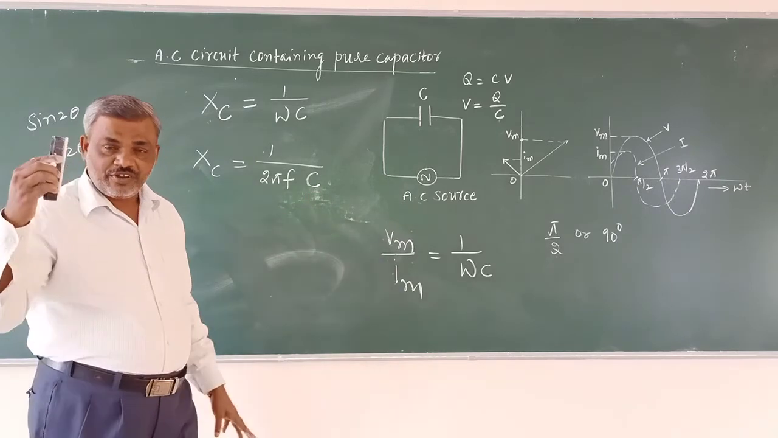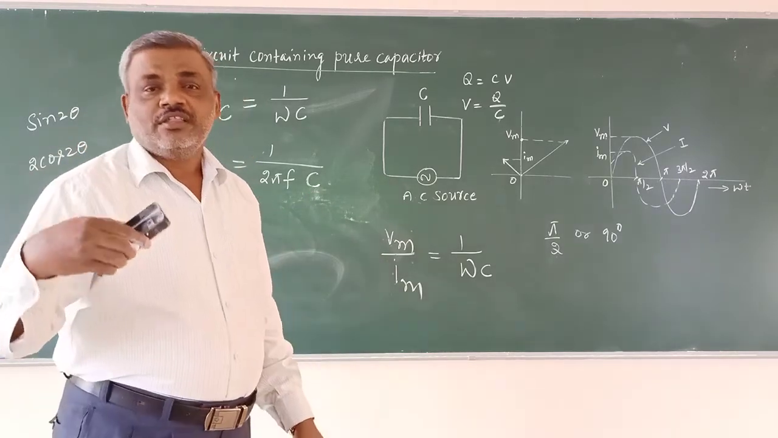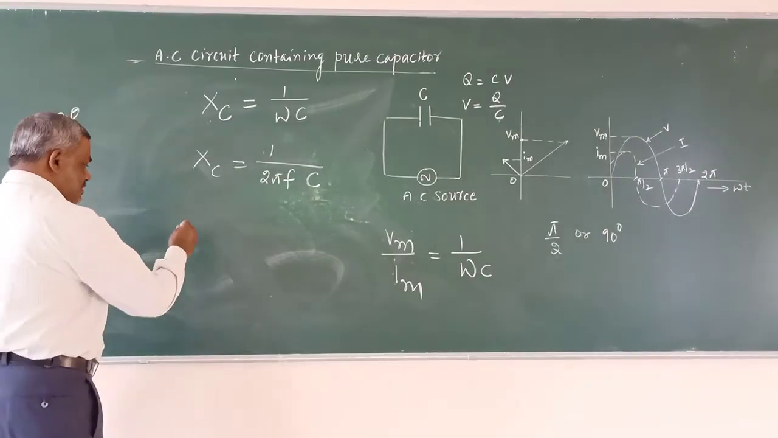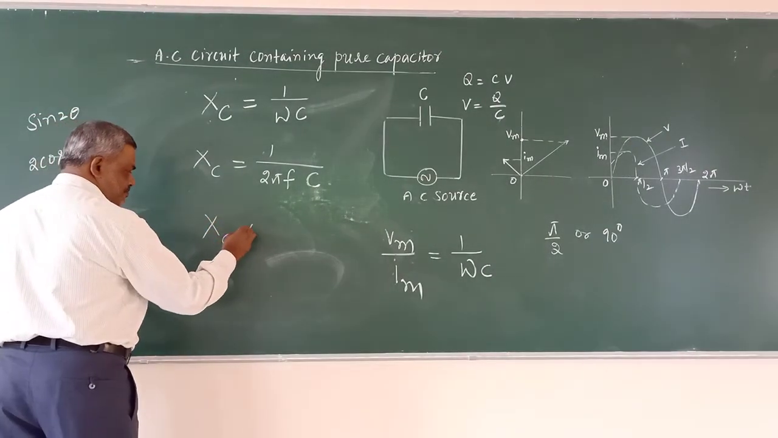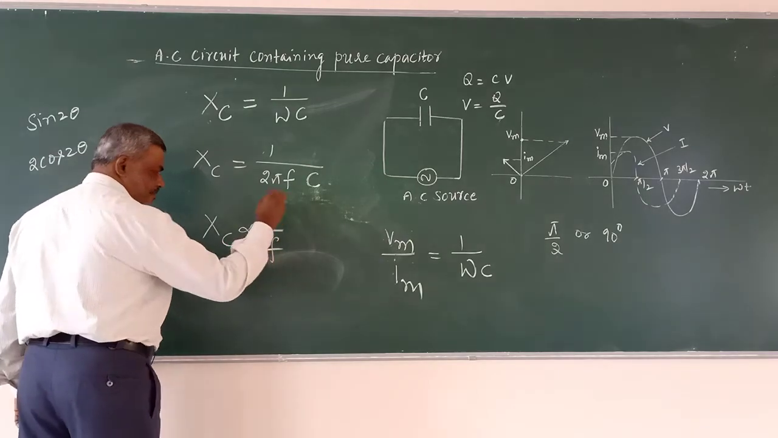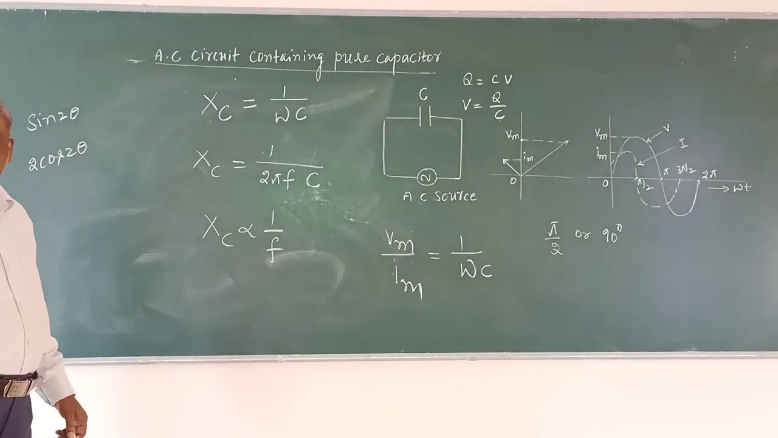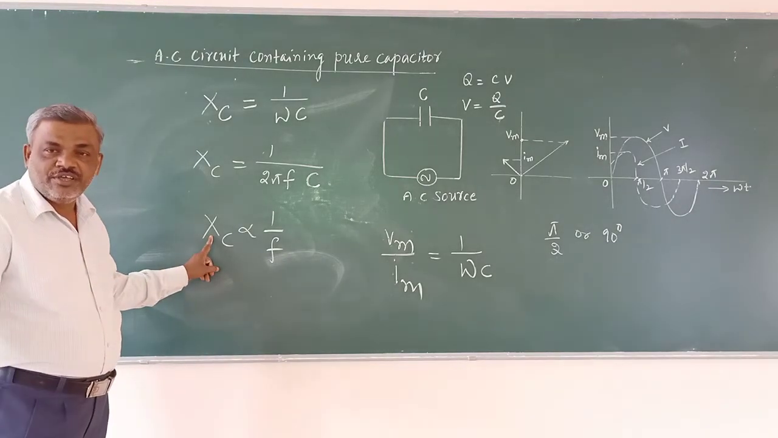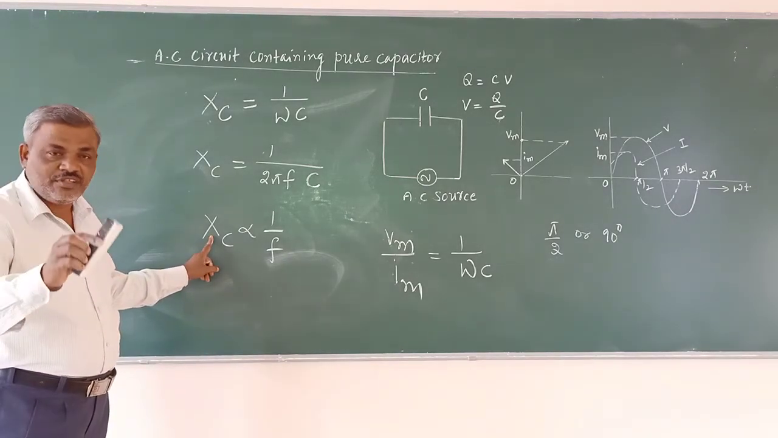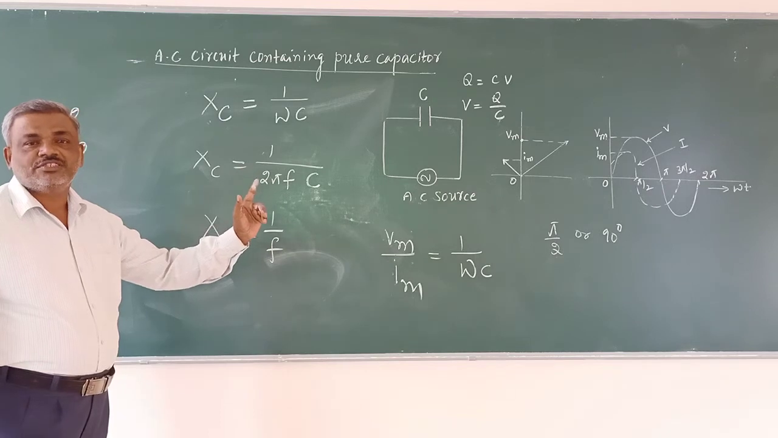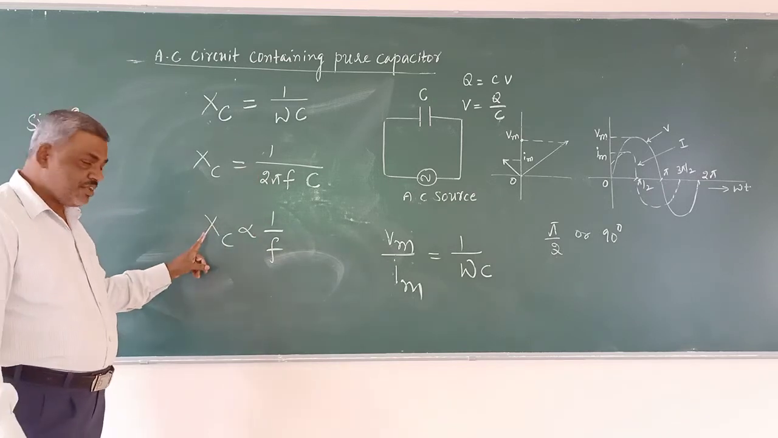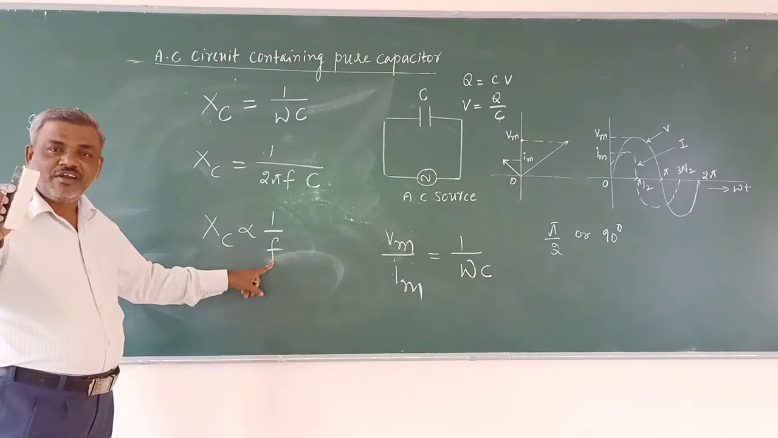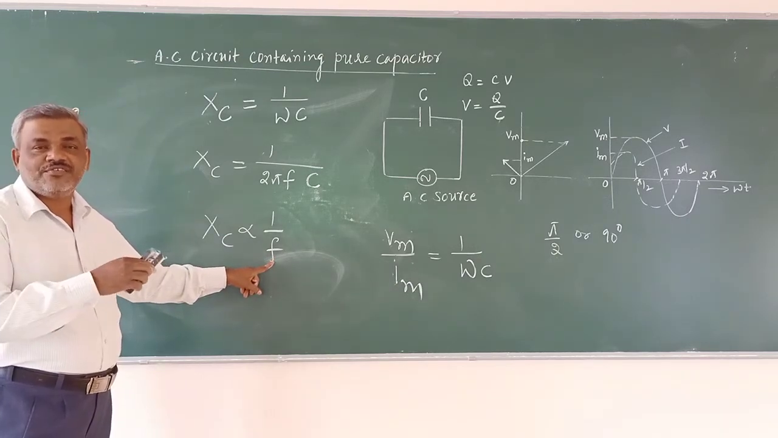How does capacitive reactance vary with the frequency of the applied alternating source? It is inversely proportional. So this is one more question from last year's examination. How does capacitive reactance vary with the frequency of the alternating source? The capacitive reactance is inversely proportional to the frequency of the alternating voltage or AC source.